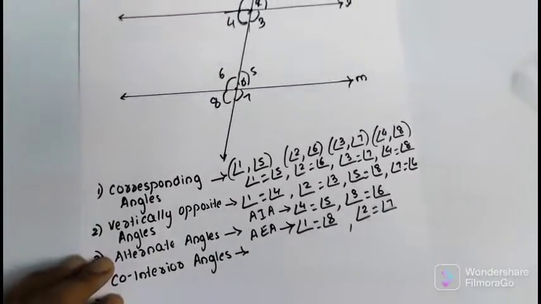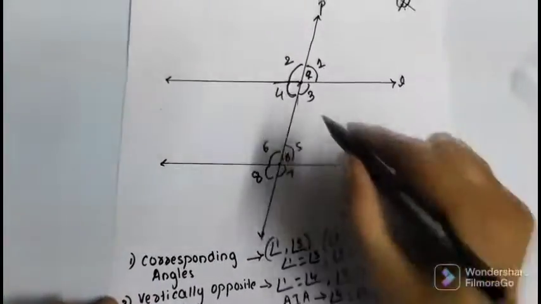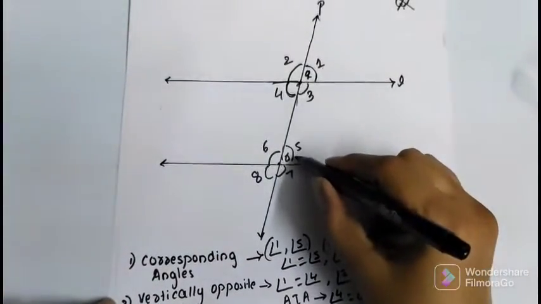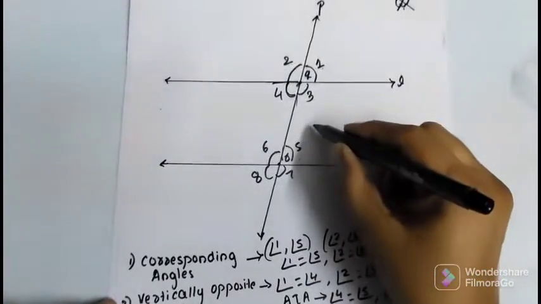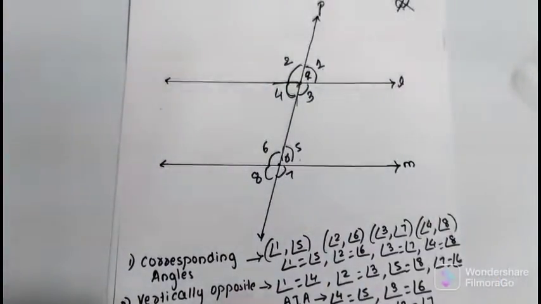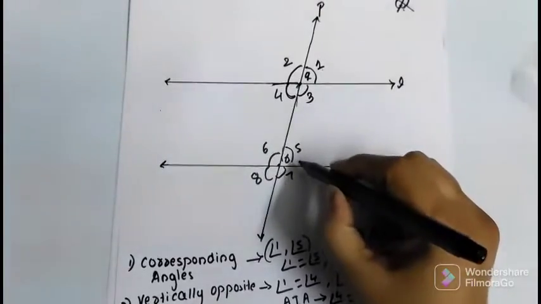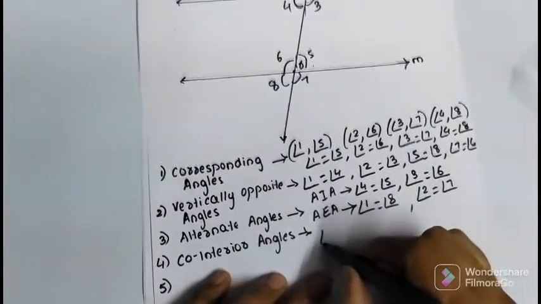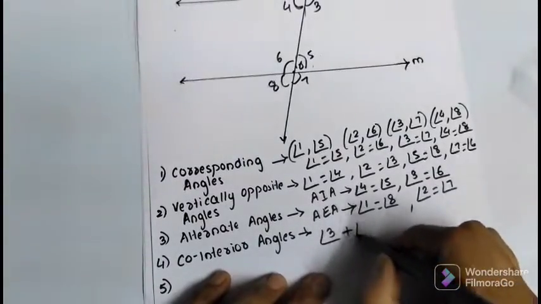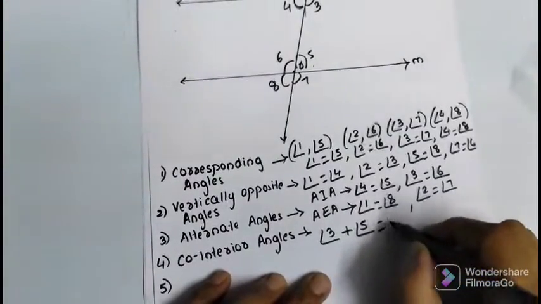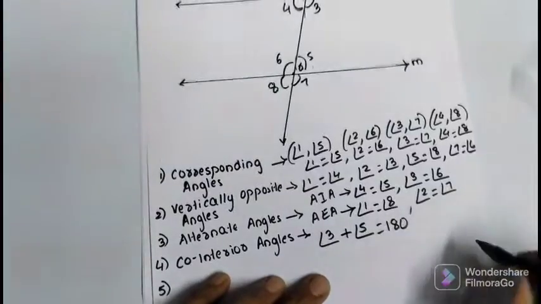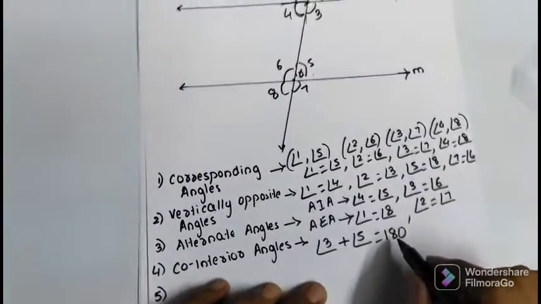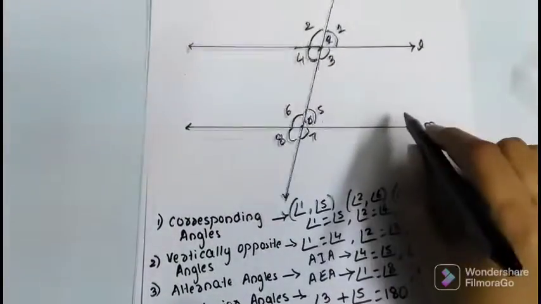Now coming to the main part here. Observe angle 3 and angle 5. These are interior angles of these parallel lines. Also the sum of angle 3 and angle 5 is equal to 180. I will write here, just see. If you get the sum of angle 3 and angle 5 as 180 degrees, then this is also one of the rules to prove that those two are parallel lines.